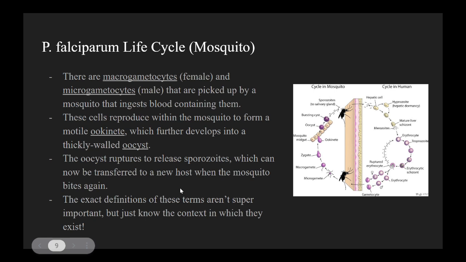So as you can see, the life cycle is pretty complicated. The exact definitions of all these terms, like ookinete, oocyst, etc., are not super important, but at least be familiar with these terms and know the context that they fit in.